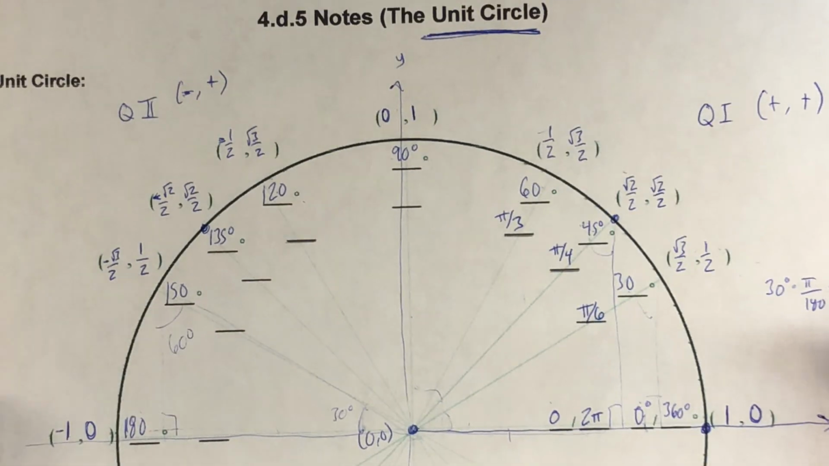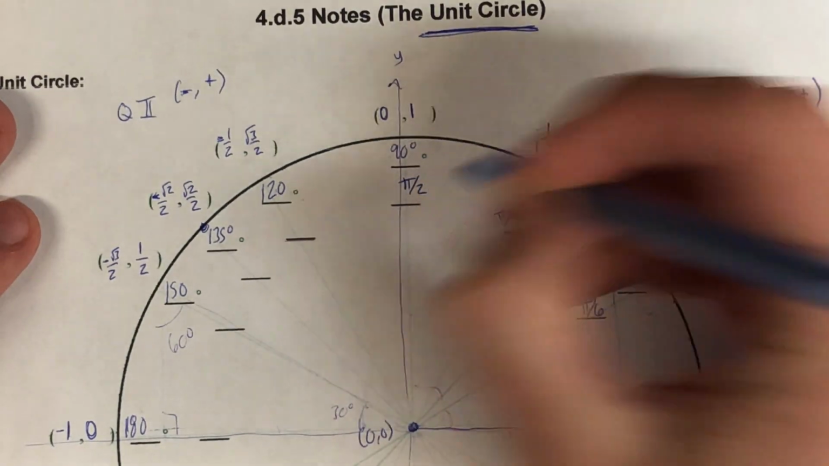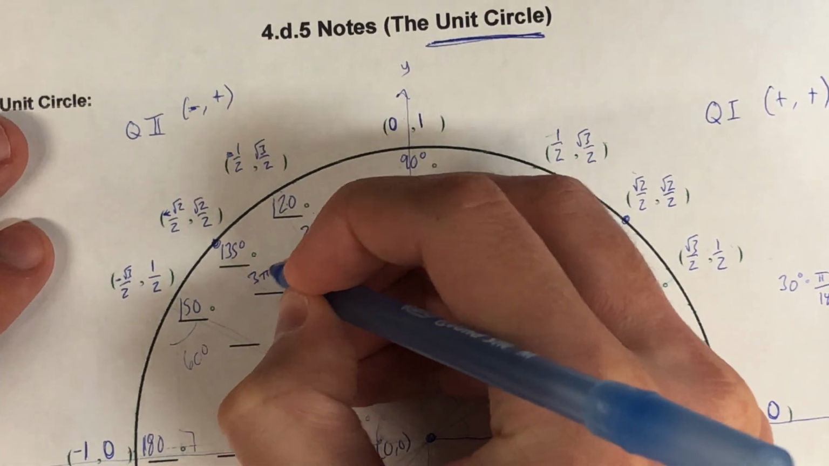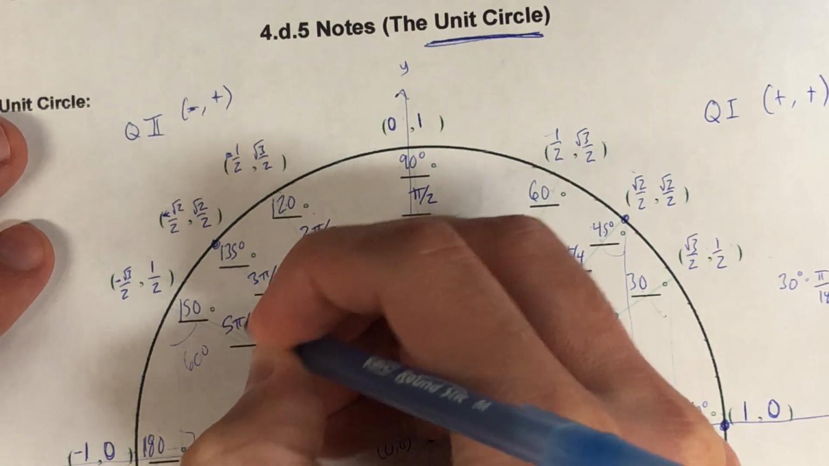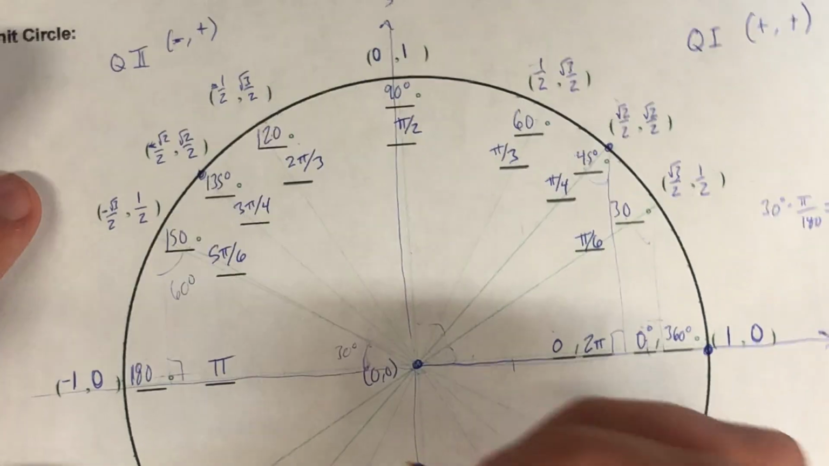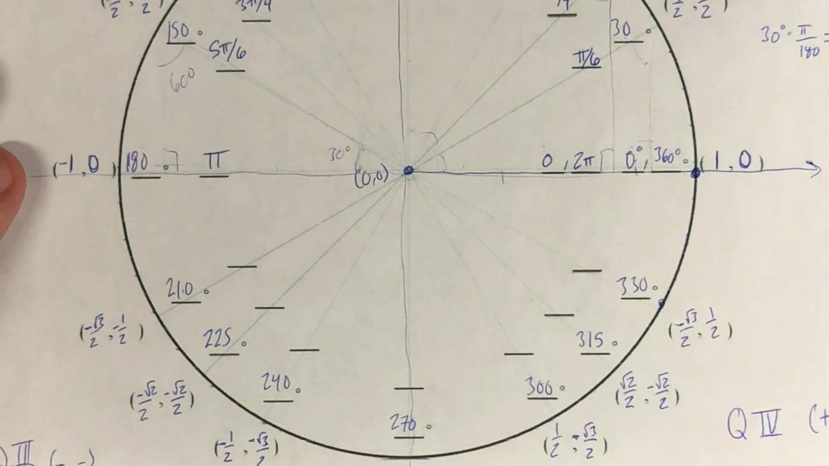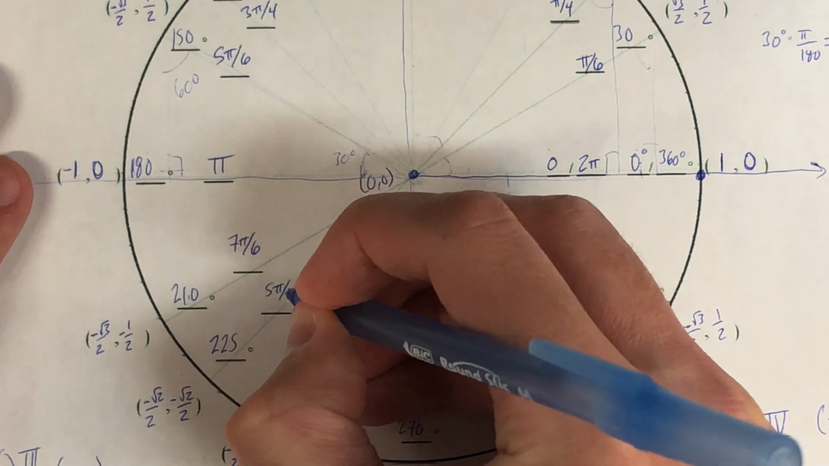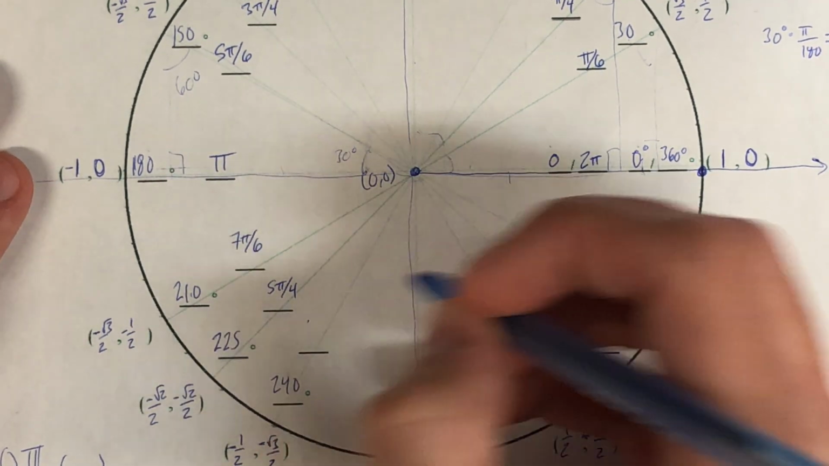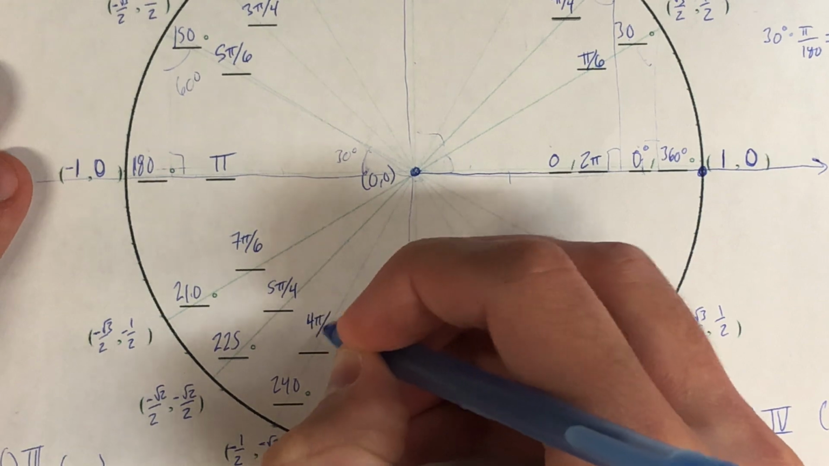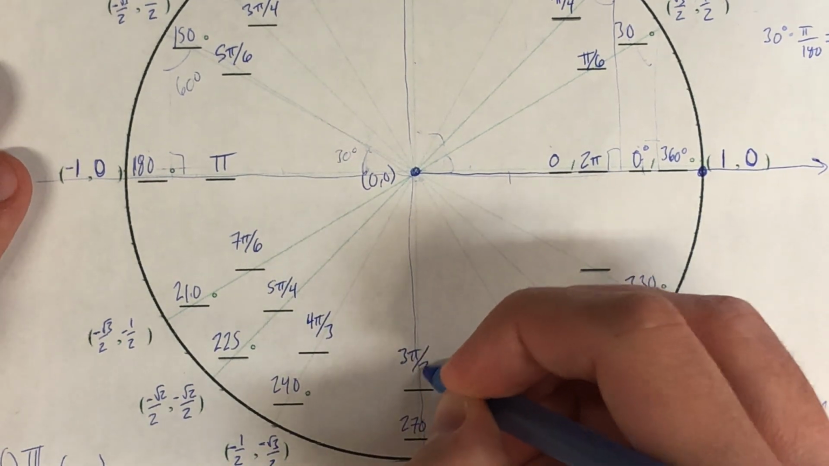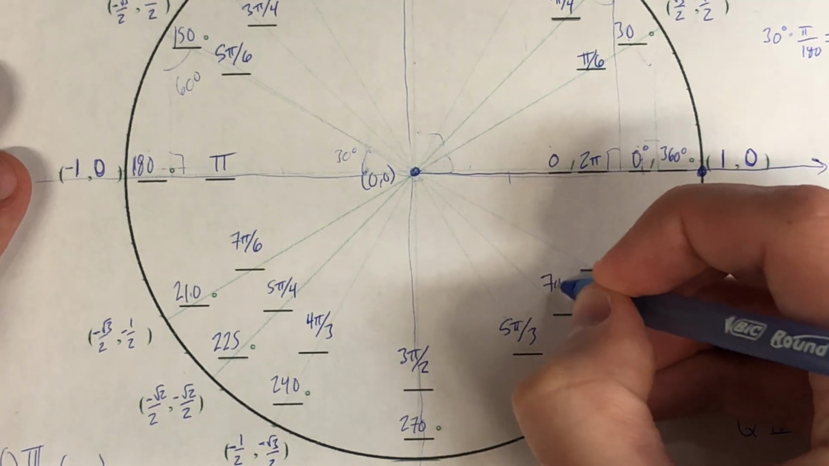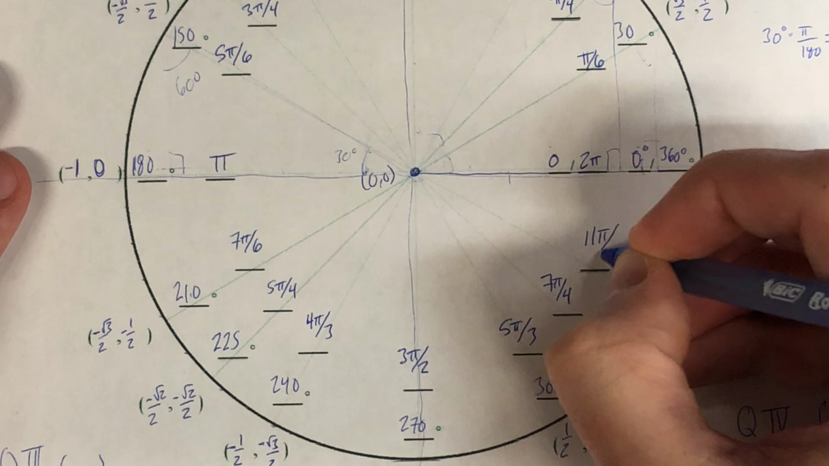Okay, we're back. Let's check, make sure we've got all these down. Pi over 2, 2 pi over 3, 3 pi over 4, 5 pi over 6, pi. And on the bottom, 7 pi over 6, 5 pi over 4, 4 pi over 3, 3 pi over 2, 5 pi over 3, 7 pi over 4, and 11 pi over 6.